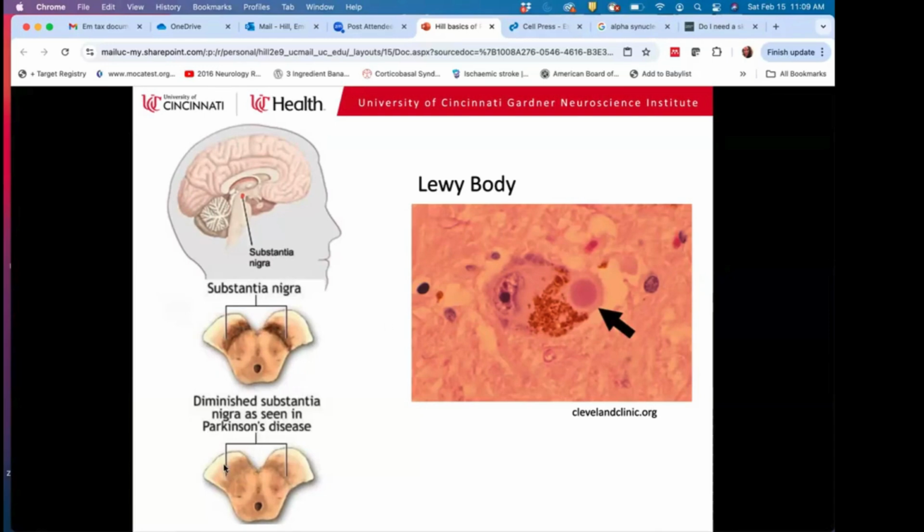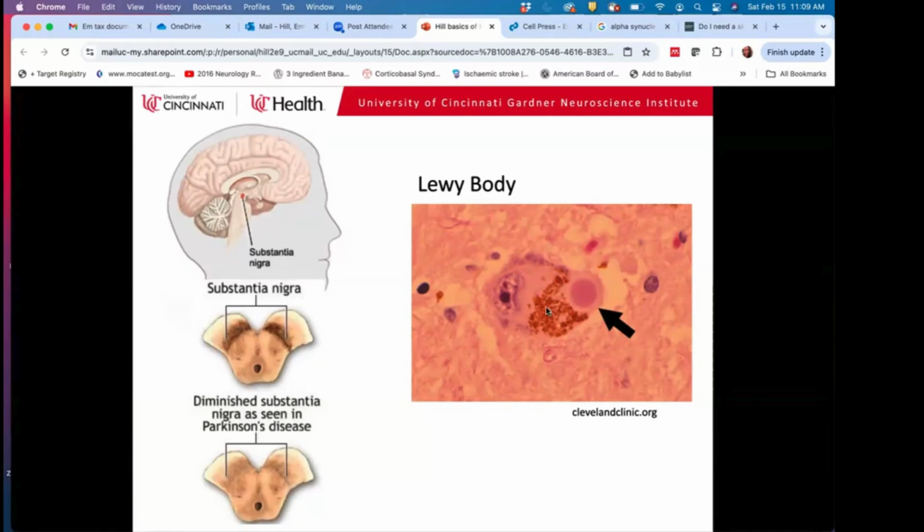We see that these cells, when you zoom in with a microscope, don't look quite normal. This pink circle here is called a Lewy body. This is alpha-synuclein, which I'll talk more about. That's the protein that we know is most abnormal in Parkinson's. It has clumped up here and made a Lewy body in this nerve cell.